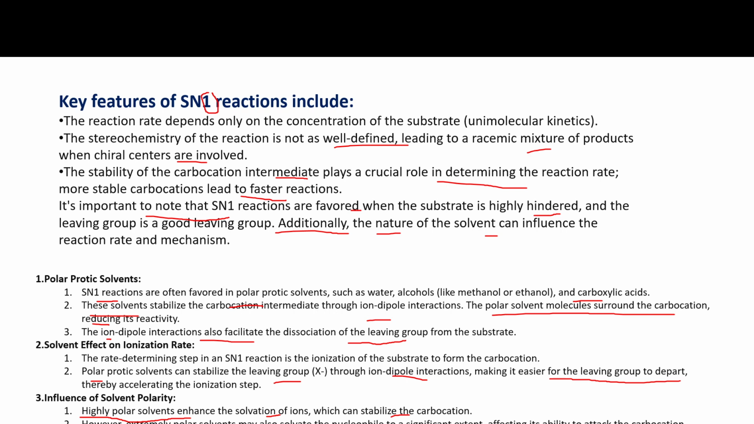So your nucleophile will be easily stabilized by the solvent, so it cannot attack your carbocation. So you have to choose a polar protic solvent, but you have to remember that your solvent must not be so polar that your nucleophile cannot attack and you are not forming the product. So we need a polar solvent, but its polarity should not be so high that it can significantly stabilize your nucleophile, leaving it unavailable to attack your carbocation.